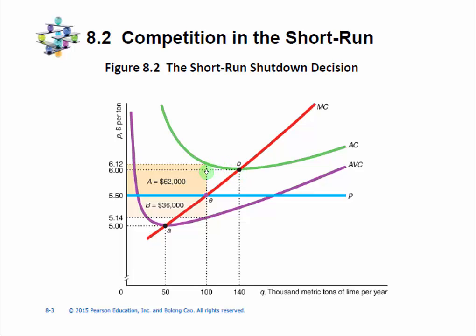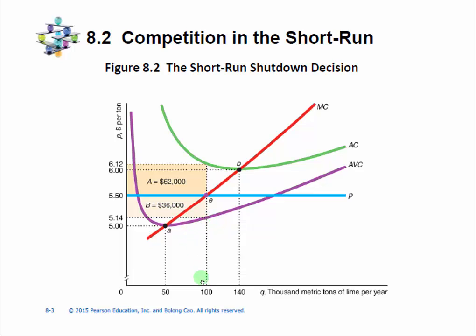So if the price is between the minimum point of average total cost and the minimum point of average variable cost, even though the firm is making a loss per unit sold, the firm still can recover some of the fixed cost that is sunk by operating. By keep producing, the firm actually makes a margin above the average variable cost curve, the purple line here.